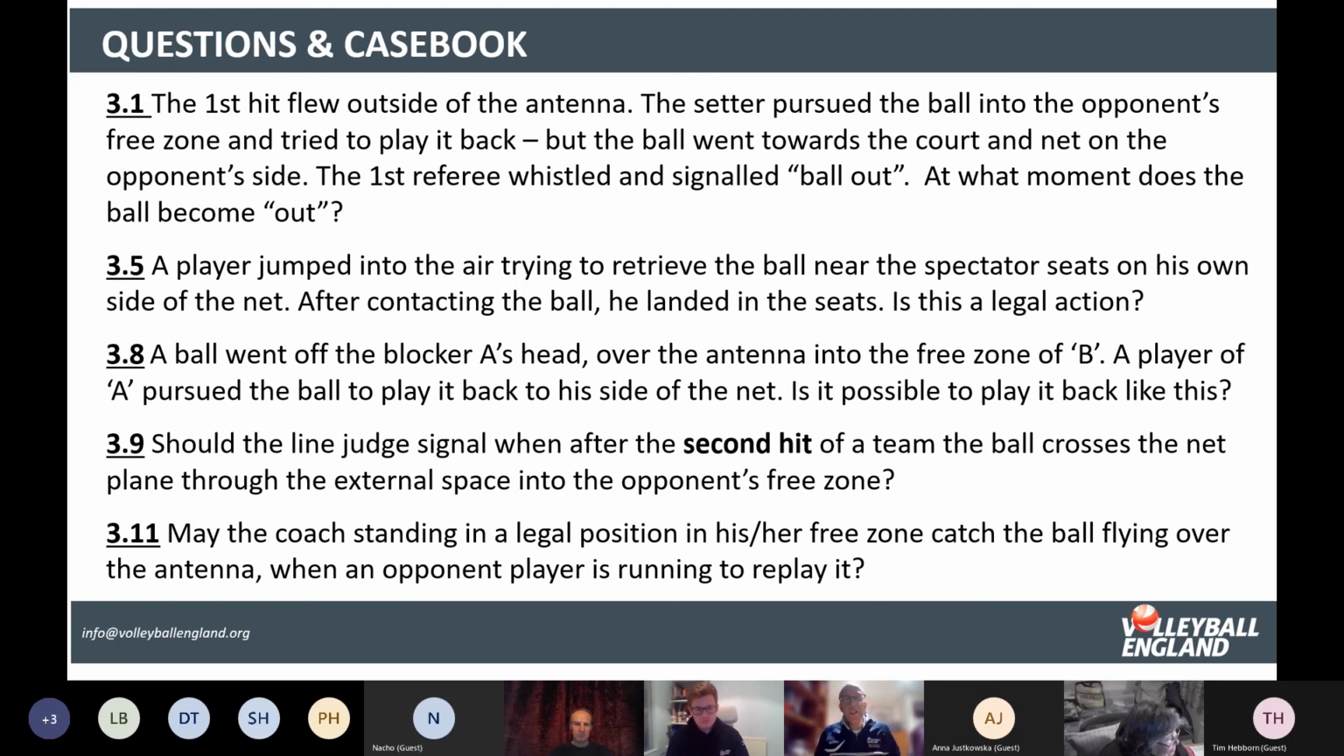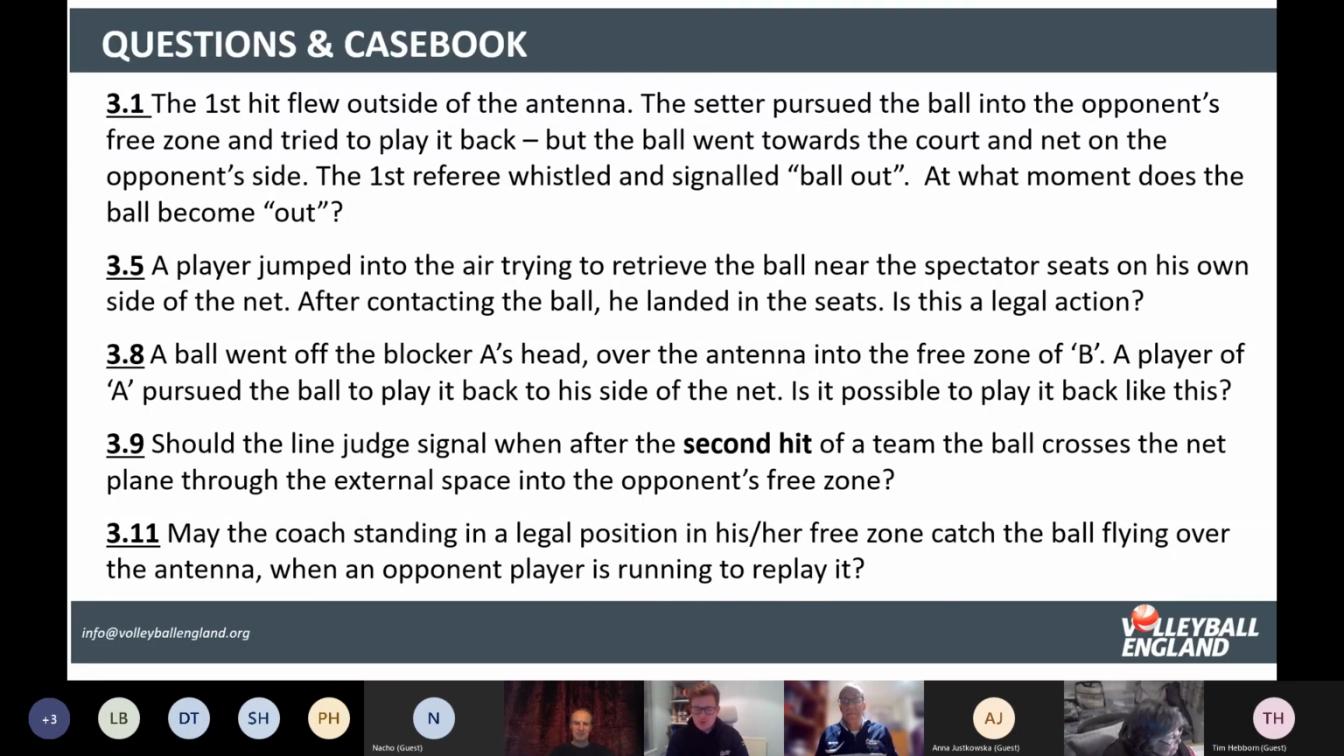So 3.9, should the line judge signal when after the second hit of a team the ball crosses the net plane through the external space into the opponent's free zone? Very, very good FIVB English there. So what they're saying is, after the second hit of a team, the ball crosses the net space through the external space into the opponent's free zone. What is the line judge's signal?